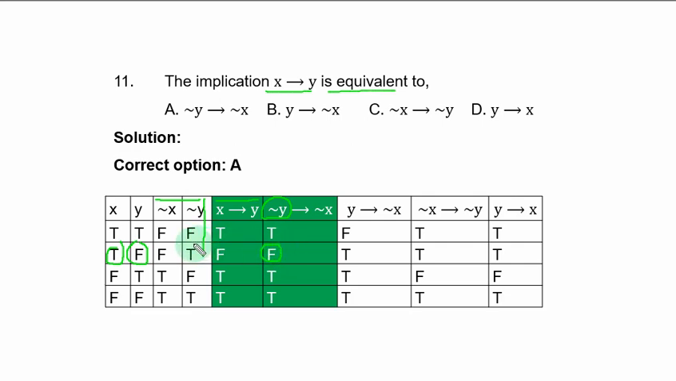So the first statement, negation Y is true, and the second statement, negation S is false. That means the result is false. So if the first statement is false and the second is true, you have true outcome. If it is false false and true true, you have true outcome as well. So A is the correct option.